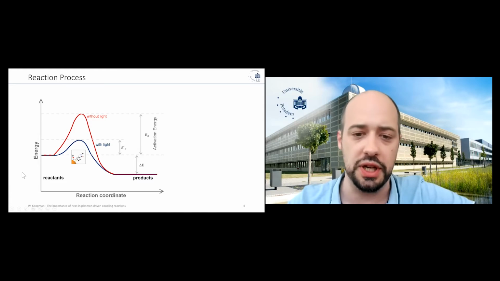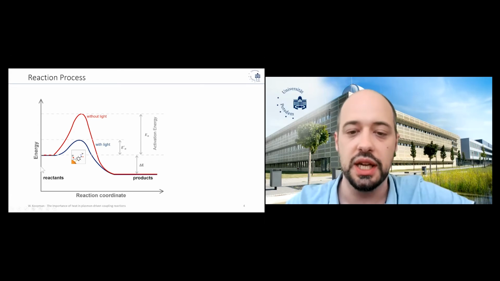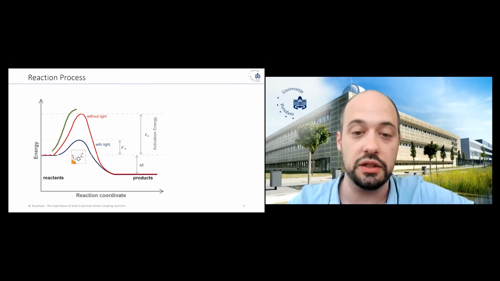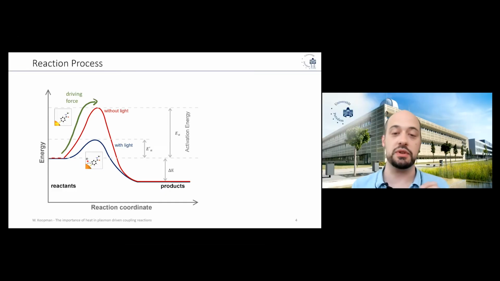I know the processes are usually more difficult than this very simple picture. If you, for example, look at the diode process or at the raise of the Fermi level, to be precise, you have to plot it a bit differently. But in principle, it does the same. It reduces the activation energy. The second thing the plasmon can do is provide the driving force to get the reaction actually running.